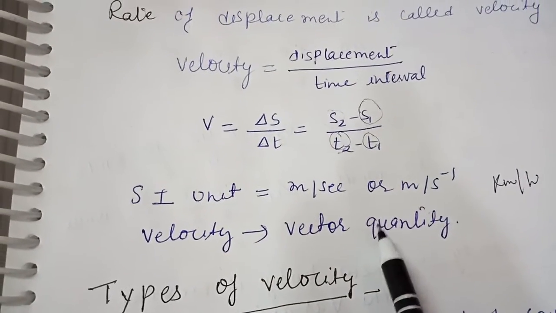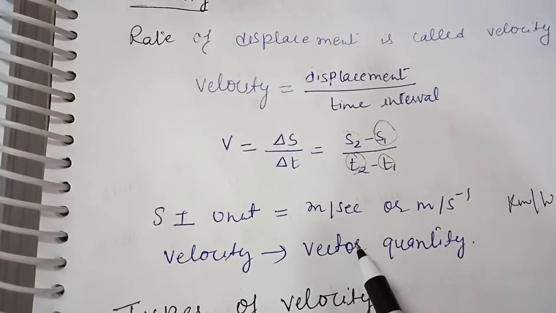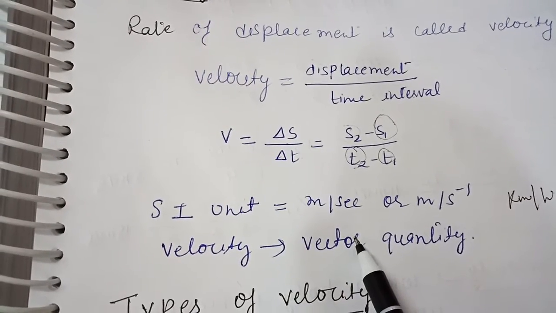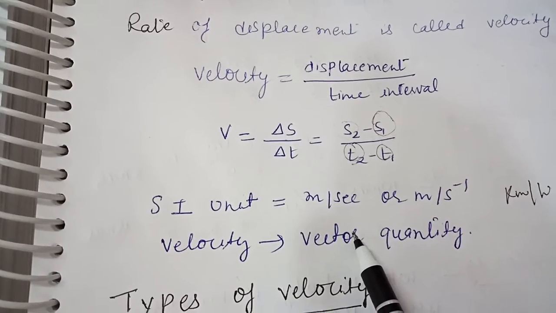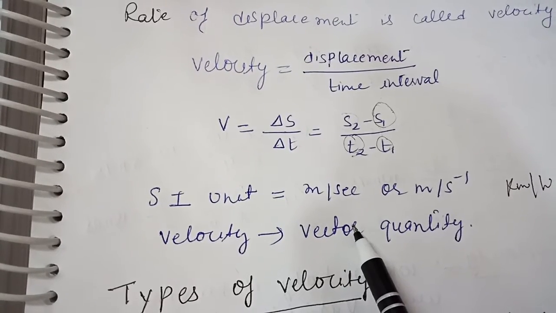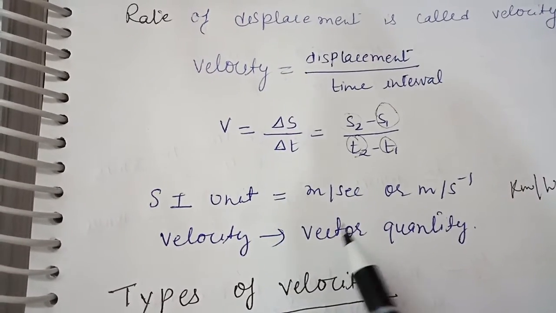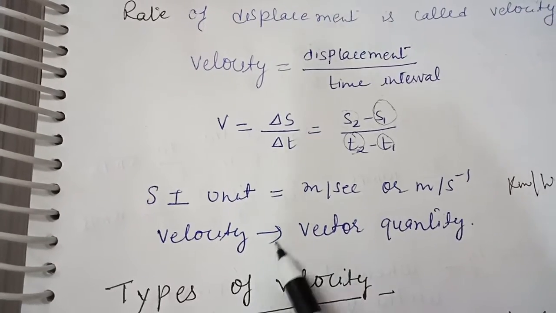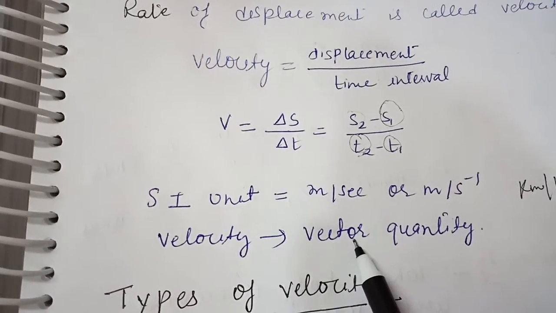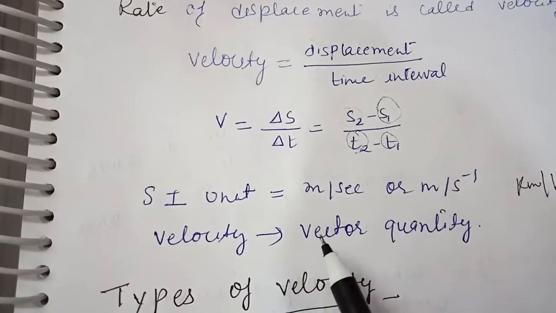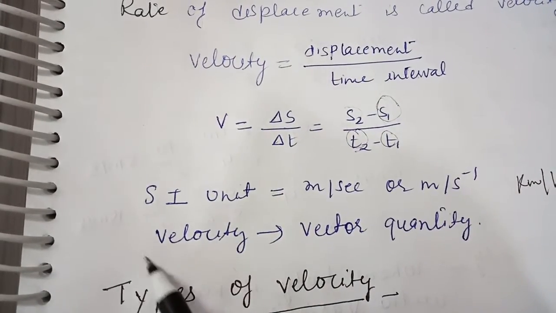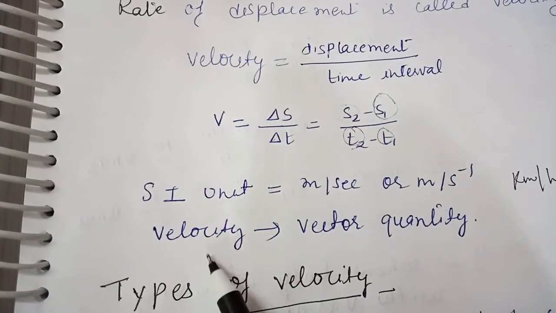Velocity is a vector quantity because it has magnitude as well as direction. If you say that a body is moving with 50 km per hour along the east direction, then when you have specified the direction in the speed, it is called the velocity, because 50 km per hour is the speed. But if you specify the direction, east or north, it is converted into the velocity. So we can say the numerical value of the velocity is always called the speed.